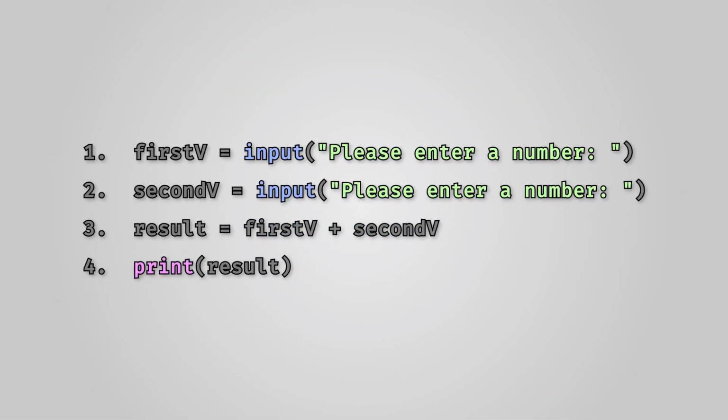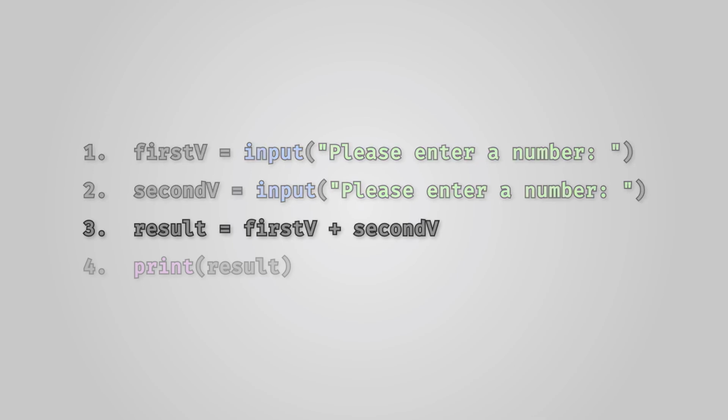Let's look at the following simple Python code. So, in lines 1 and 2, we are printing out to a user, "Please enter a number," and storing it in a variable. In line 3, we are adding these two variables together and storing the answer in a variable called result. In line 4, we are printing out the answer.